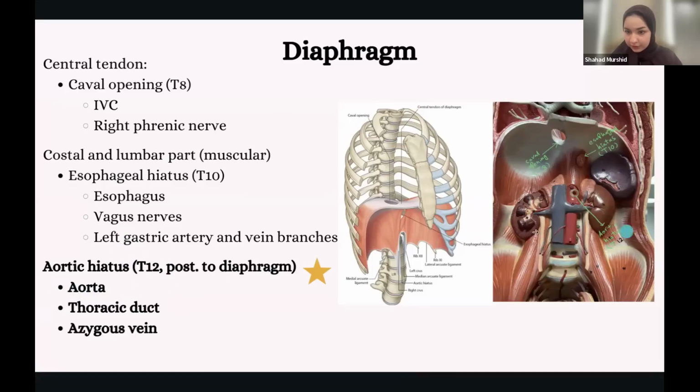Okay. Again, this is a model. So you can see the central tendon having the IVC opening, or the caval opening, at T8. Below that, you have T10, the esophageal hiatus. And then below that, we have the aortic hiatus at T12. Okay.